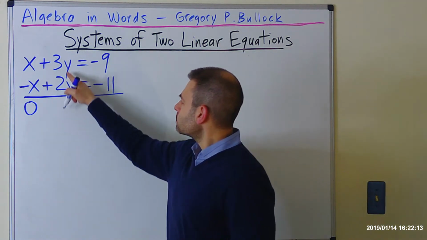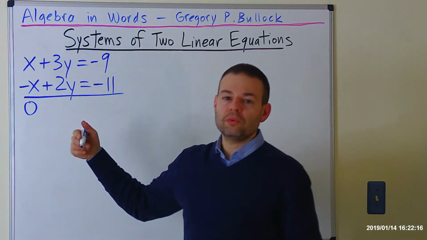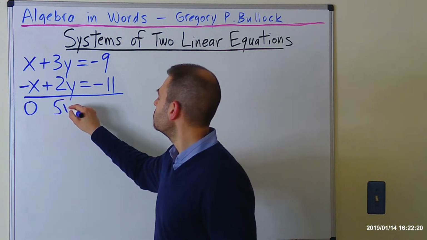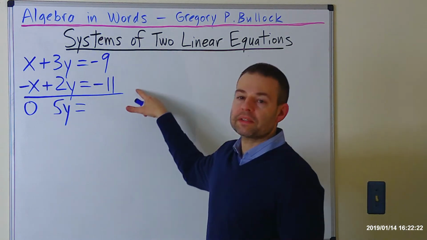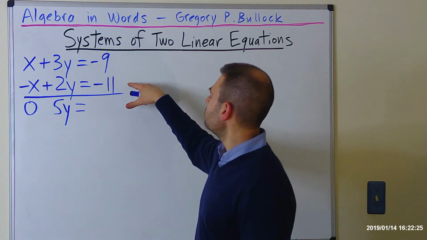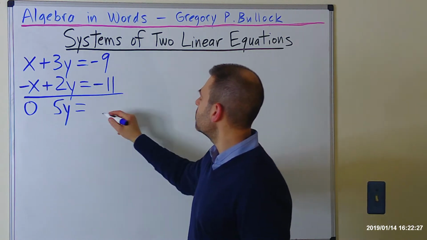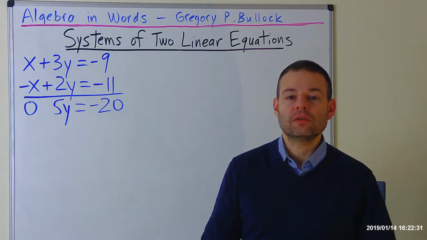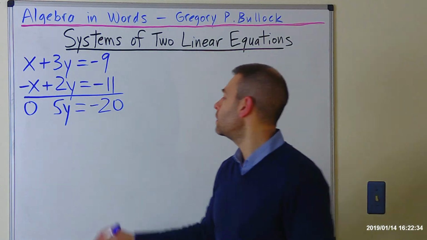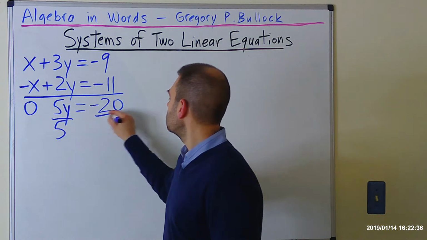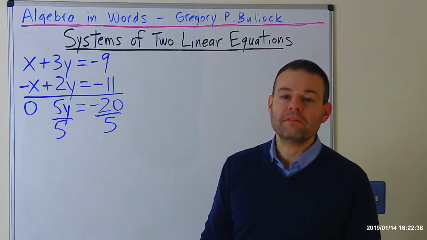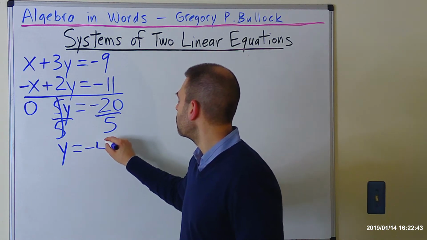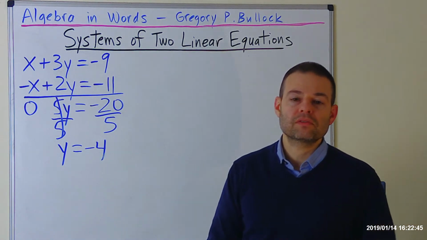And then, since we didn't do any changes, 3y plus 2y is 5y. And don't forget to combine the constants. -9 minus 11 is going to be -20. And now we're just going to do our simple algebra and solve for y. Divide both sides by the coefficient 5. That cancels out the 5's, leaving y is equal to -4. And that's half the answer to the problem.